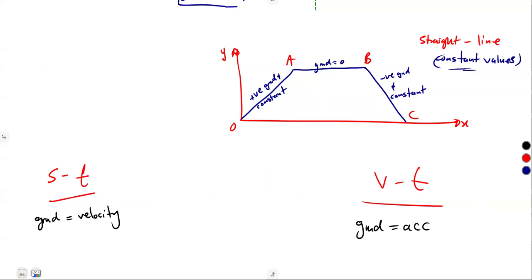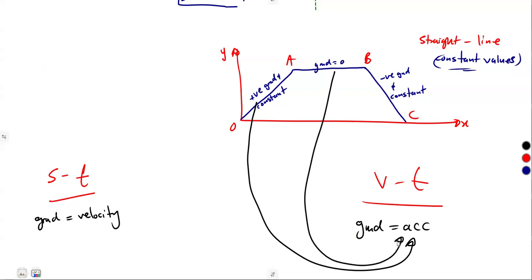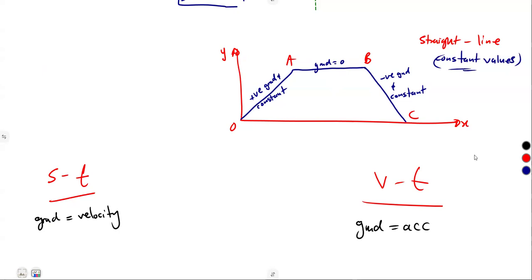Opposed to the velocity time graph, where the gradient represents acceleration. It means here positive acceleration and constant. Acceleration is equal to 0. Negative acceleration, which is a deceleration, and being constant from B to C. That is the case.